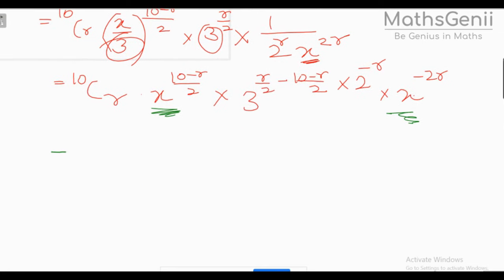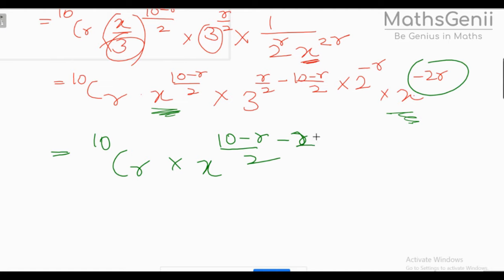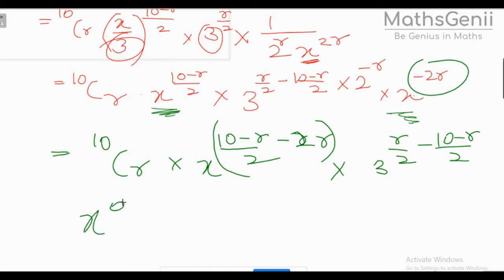This is just expansion. It's nothing complicated. So x into 10 minus r and this minus 2r. So x I'm writing only once, and I'm just adding their powers, into 3r by 2 minus 10 by r by 2. Okay. Now we have to find the term independent of x. If the term is independent of x, then this power will be 0. It should be x raised to 0 is what I want to find. So I'm comparing 0 with this.